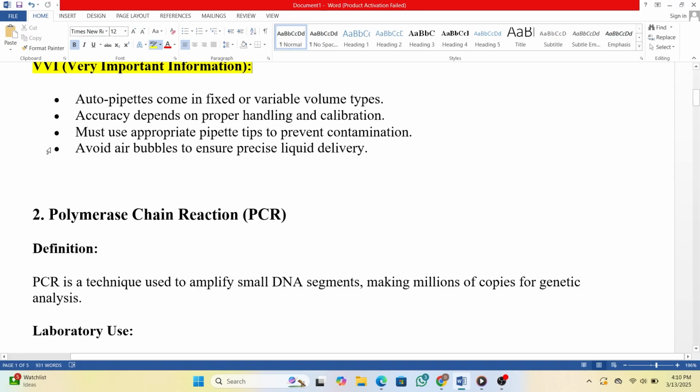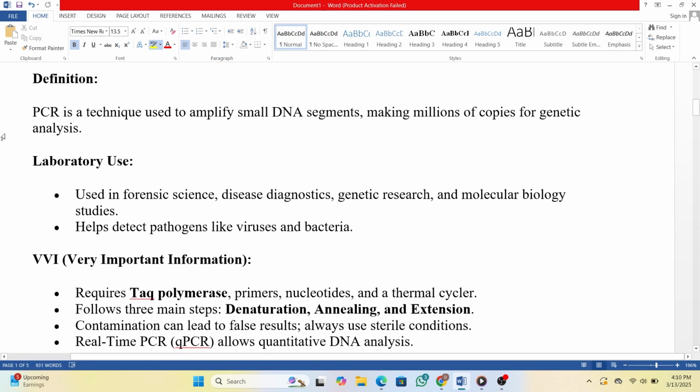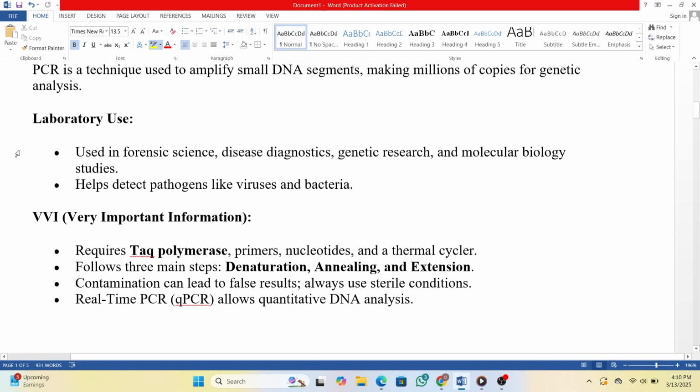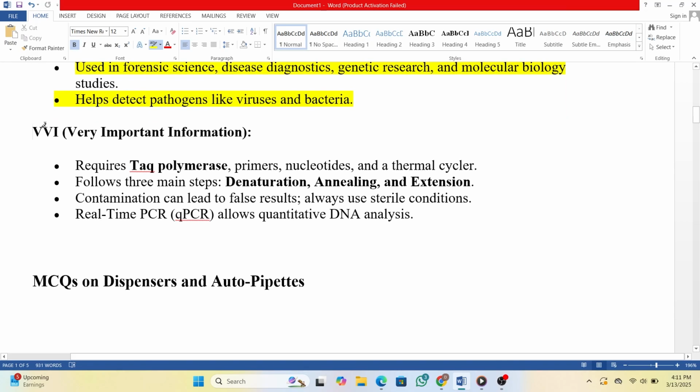2. Polymerase chain reaction, PCR. Definition: PCR is a technique used to amplify small DNA segments, making millions of copies for genetic analysis. Laboratory use: used in forensic science, disease diagnostics, genetic research, and molecular biology studies. Helps detect pathogens like viruses and bacteria.